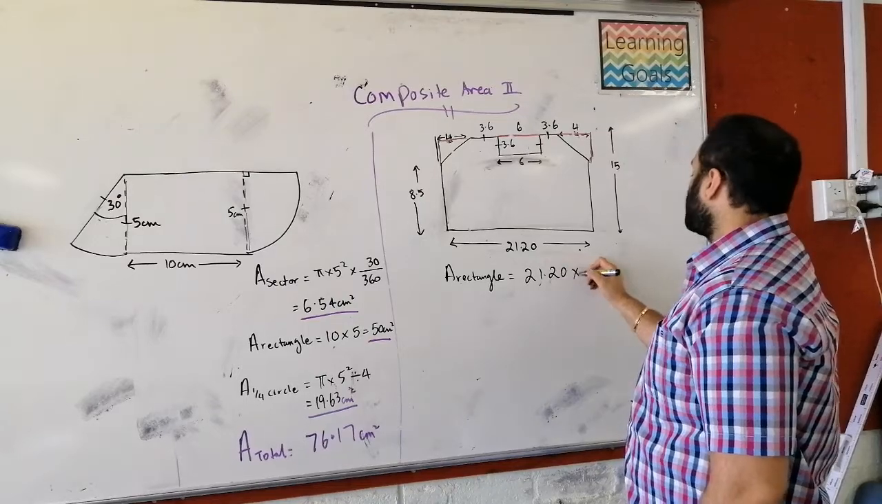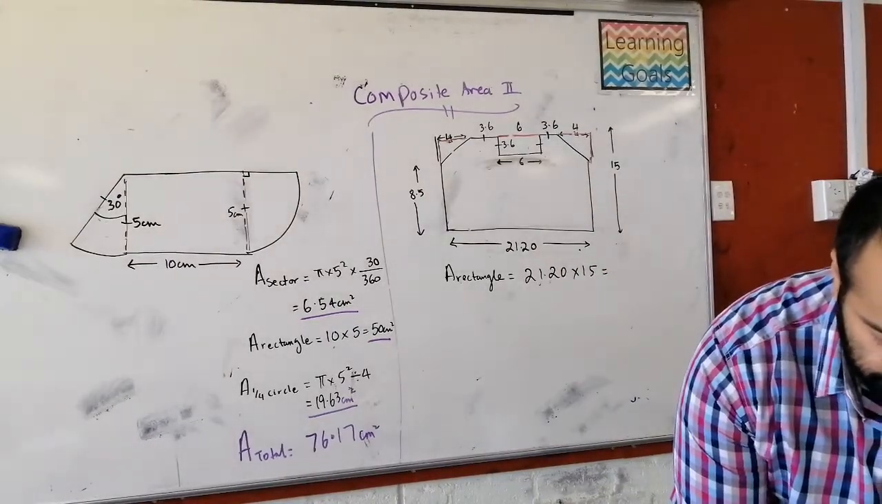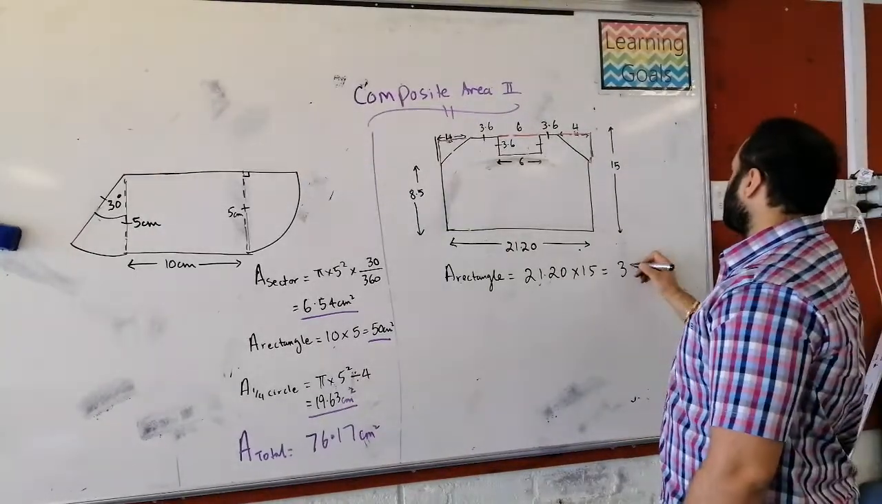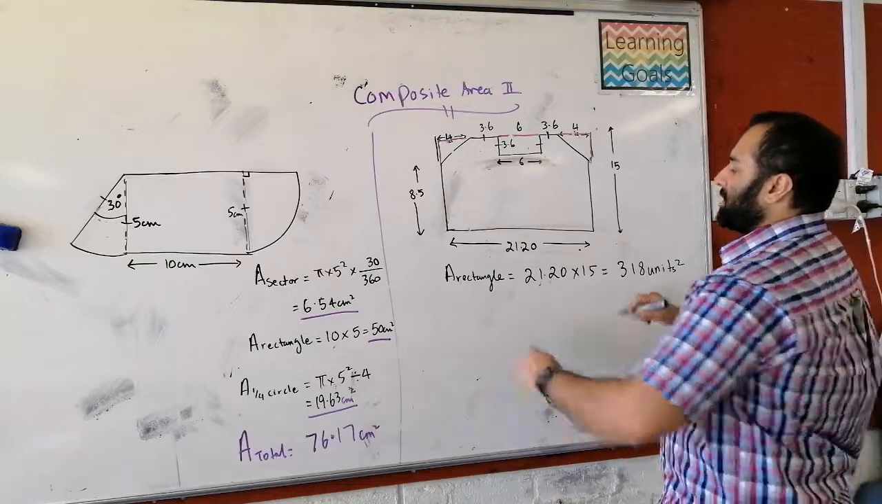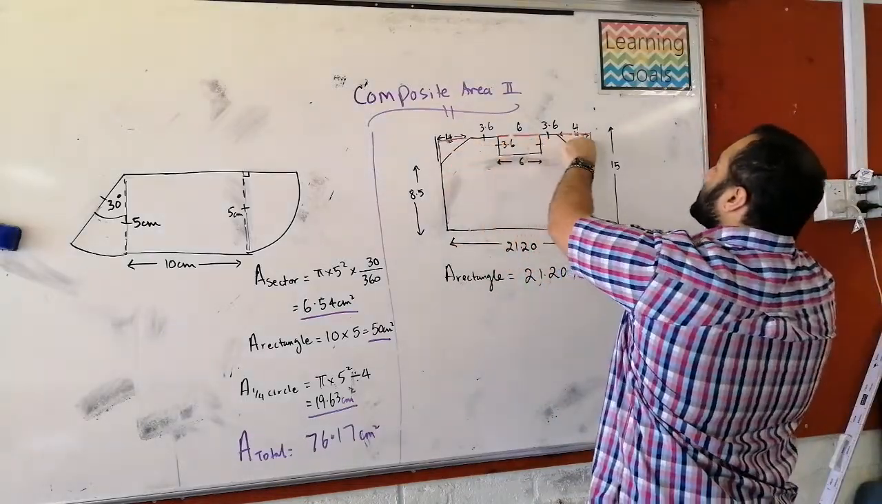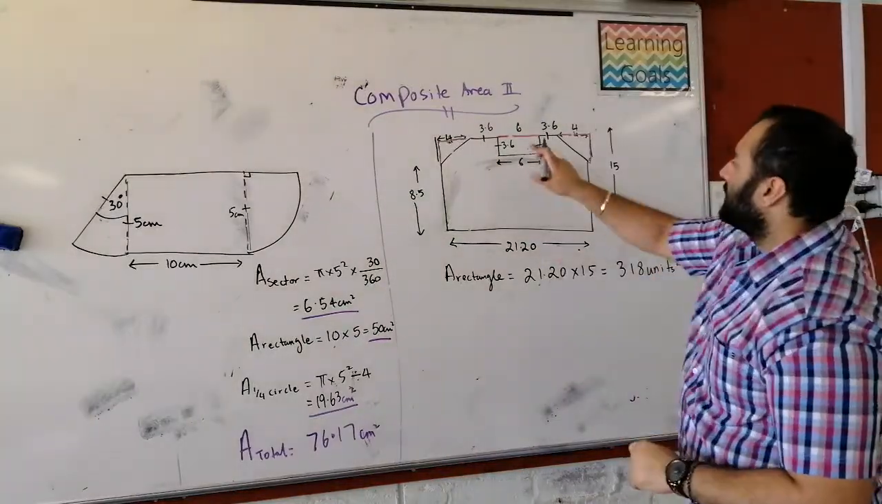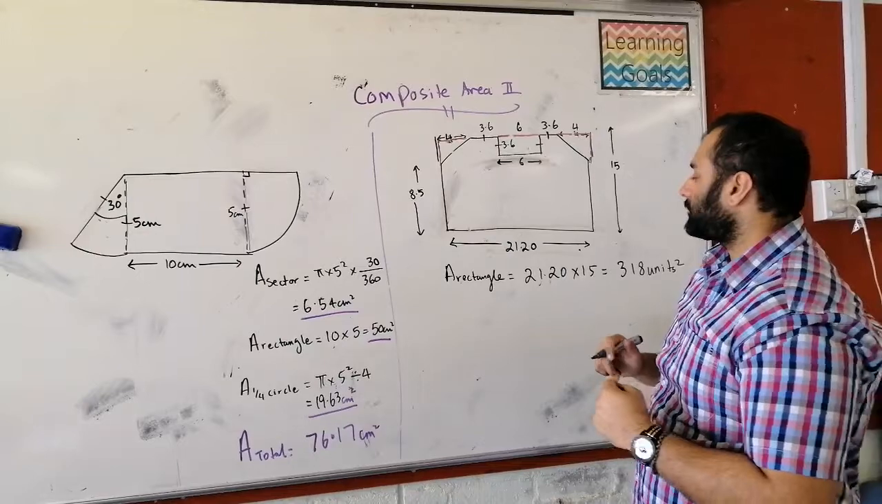21.2 times 15 is 318 units squared. So once again, to find this length, I added that plus that plus that plus that plus that. That's 6 because that is 6. Opposite sides are exactly the same.